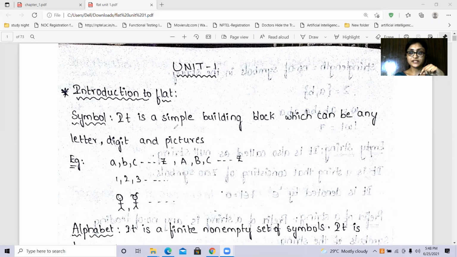Simple building block means nothing but the basic part of any construction. For example, if we consider the construction of a building, the basic block for the construction of a building is the brick. In the same way, in order to construct anything in the FLAT, we must consider these symbols. Various symbols are a, b, c, and so on up to z, and the capital letters A, B, C, and so on up to Z, and 1, 2, 3, and also pictures will come under the category of symbols.